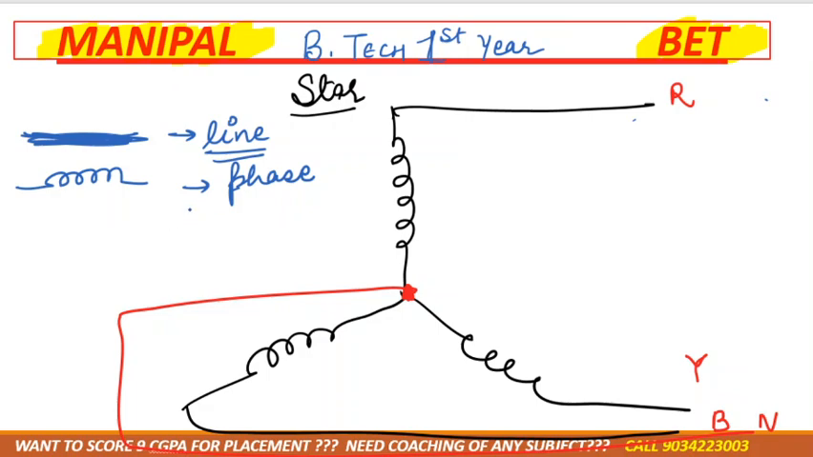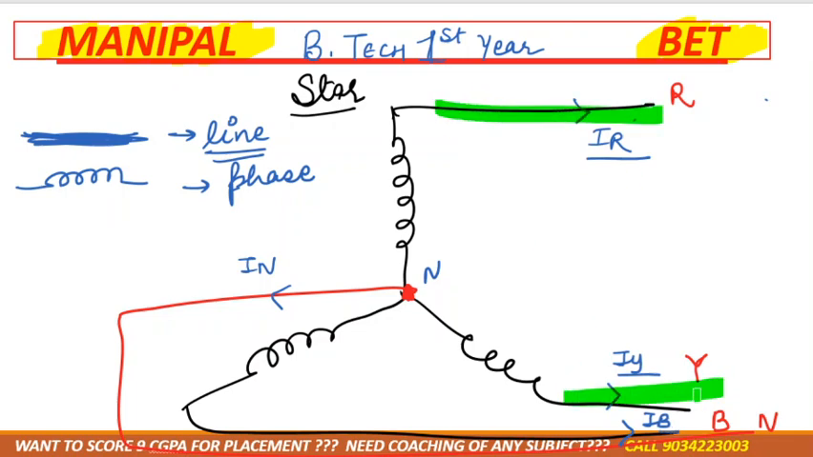First of all, we'll mark the current. Suppose it is connected for R, it would be IR. For Y, it would be IY. For B, it would be IB. And this is for the neutral, so it would be IN. Got it? Now this point is neutral. So IR, IY, IB are the currents which are flowing through the plain wire. Technically this one is known as line current, and line current is denoted by IL. So can we say that IR is equal to IY is equal to IB? Tell me.